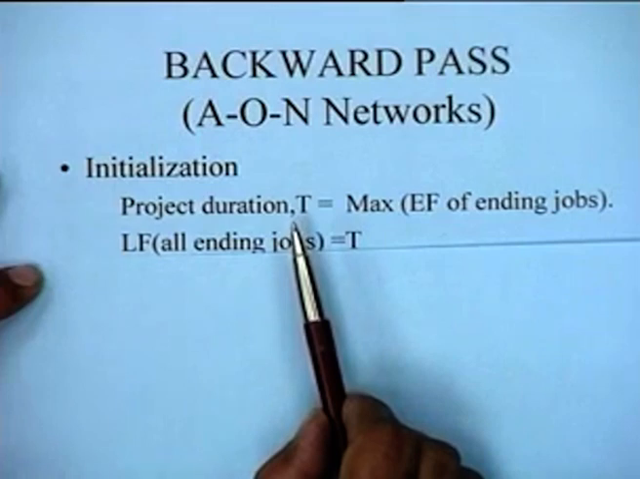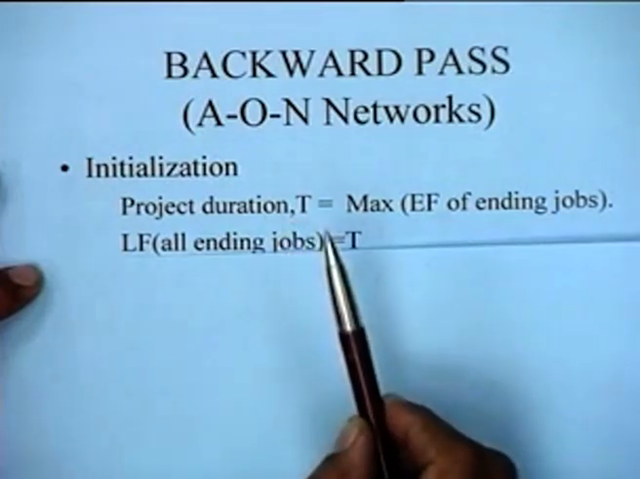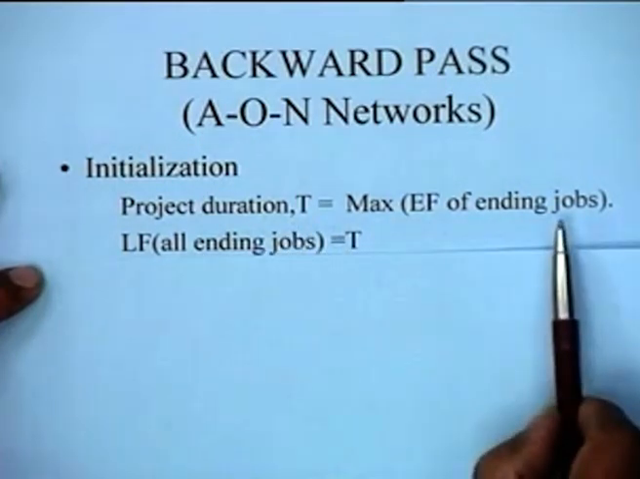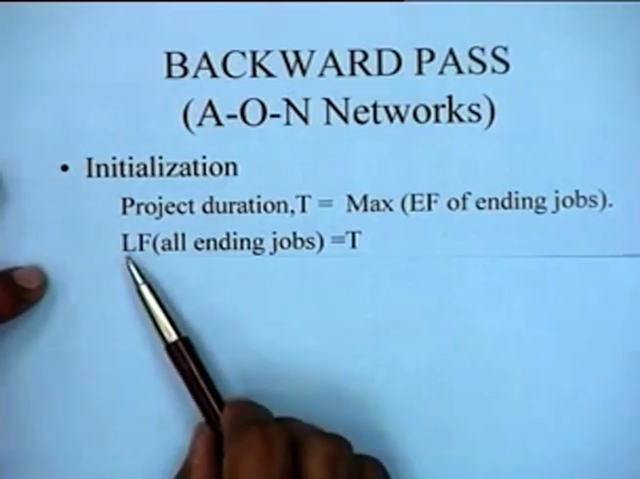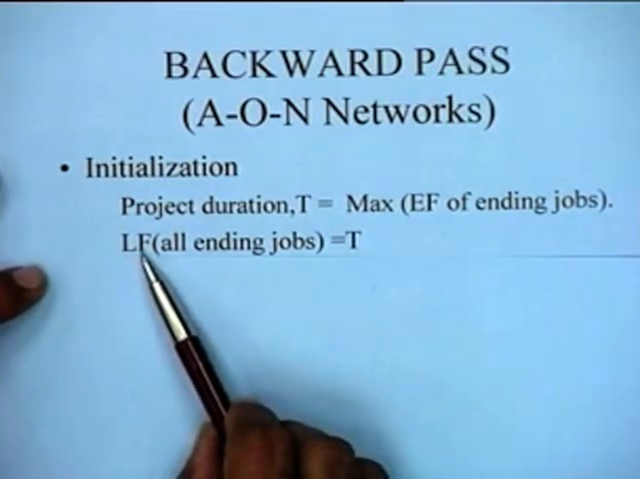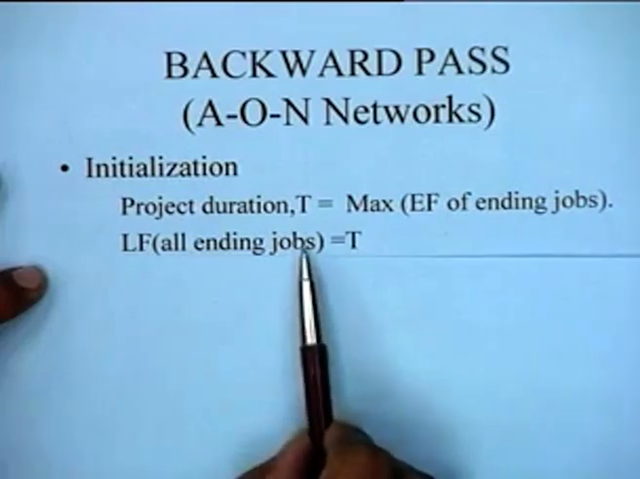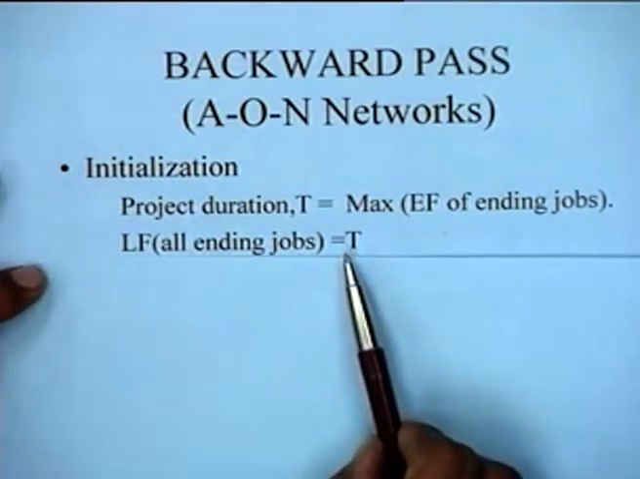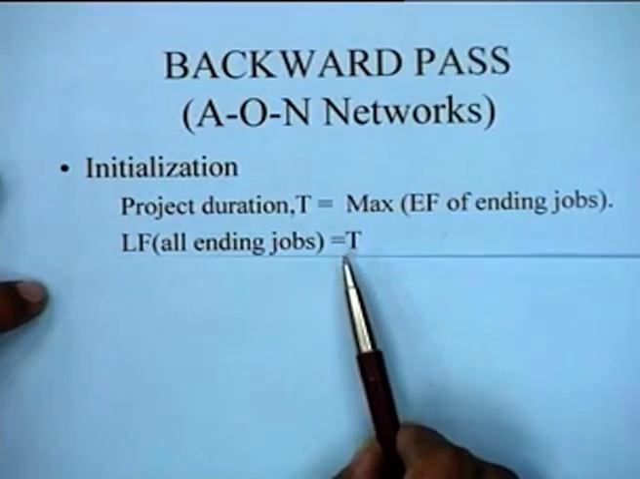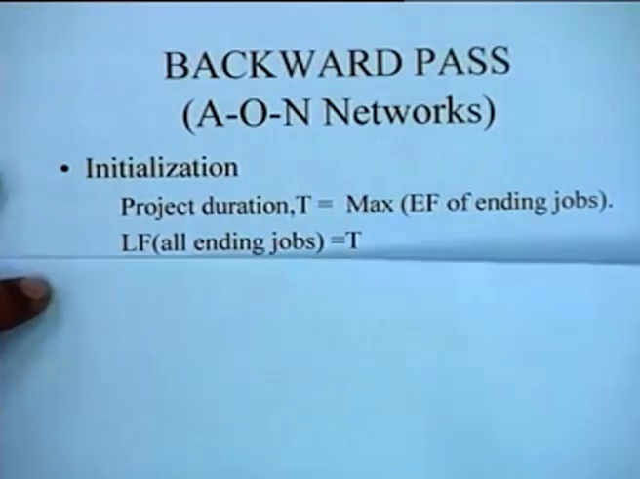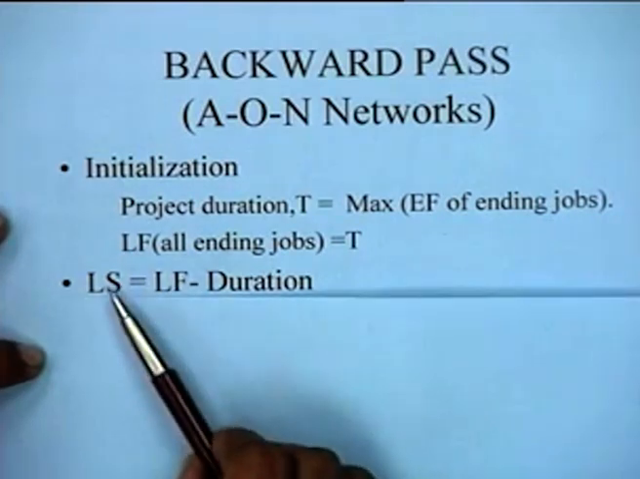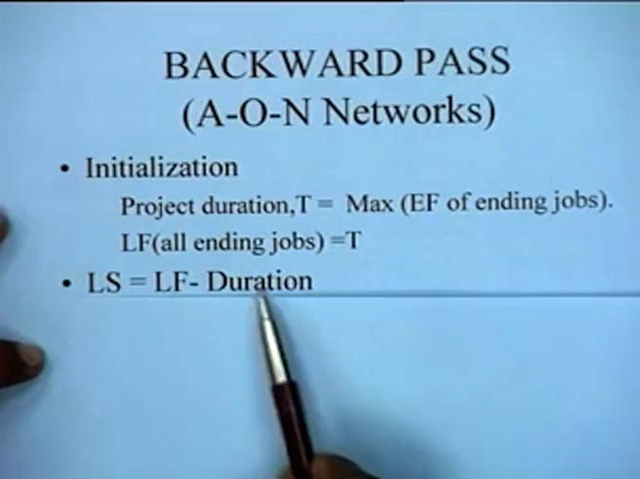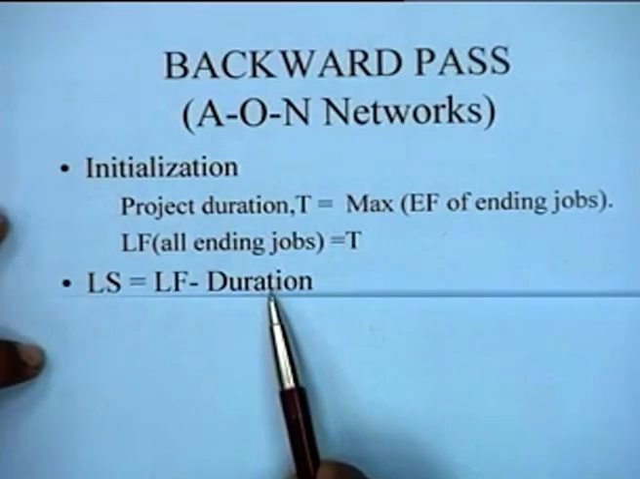In the example that we were considering, there was only one sink, so there was no issue. But in a general situation, this is the operation that would have to be performed. And then we initialize by saying that the latest finish of all ending jobs must be equal to T, which is the project duration, which we have determined in that manner. And then, once we have determined the latest finish of a job, the latest start of a job is simply latest finish minus the duration. We are working backwards.